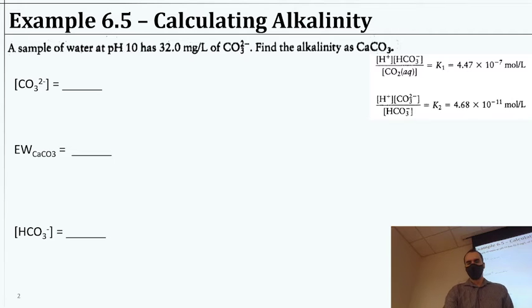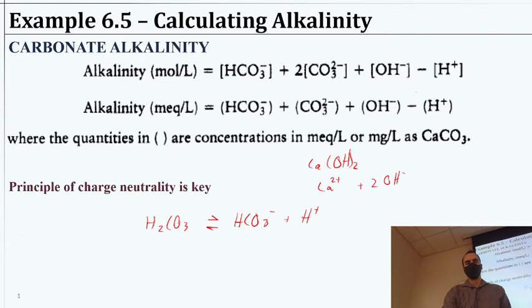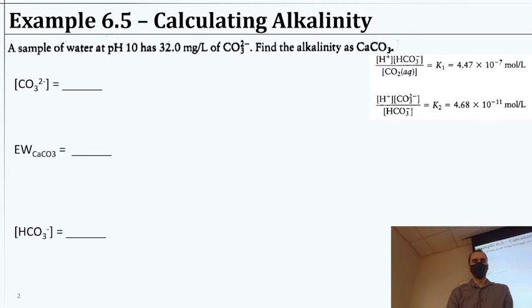So remember, we defined alkalinity a moment ago in either moles per liter or milliequivalents per liter based on those species. So for the moment, we have a system. We're pretty much given only carbonate is in the system. So we'll assume that this is all carbonate alkalinity. So solve it for that, or work towards a solution for that.